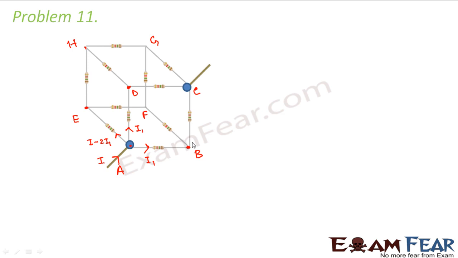Once it reaches this point B, again it has 2 possible paths. If it takes this path, there is only 1 resistor. If it takes this path, there are 3 resistors, right? So how will it flow now? Again, the current in these 2 paths will be different.